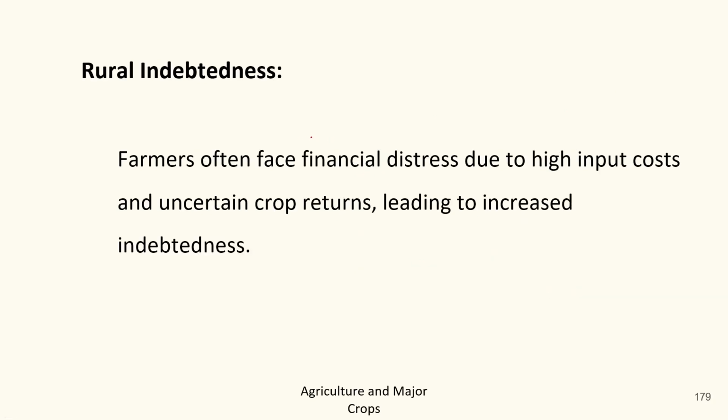Thereafter, rural indebtedness. Basically what happened, the Britishers monetized the rural economy. Okay, but they were not interested in investing in the rural economy. Due to this, the farmers had to face financial distress because to produce a good amount of crops, they had to take a loan. But due to dependency on monsoon, lack of infrastructure, and limited market access, they do not get good returns.